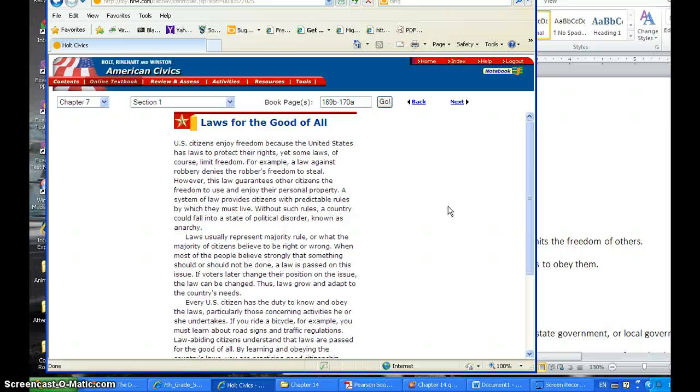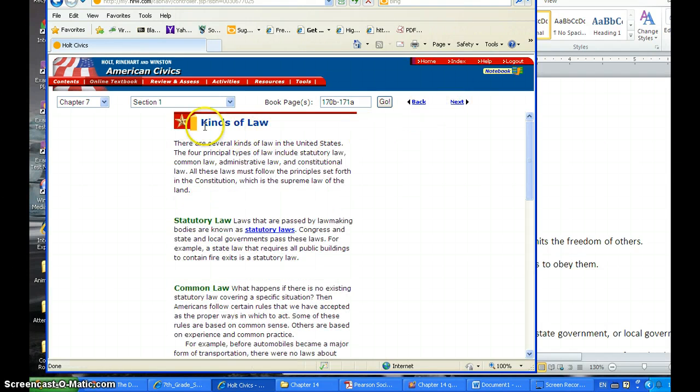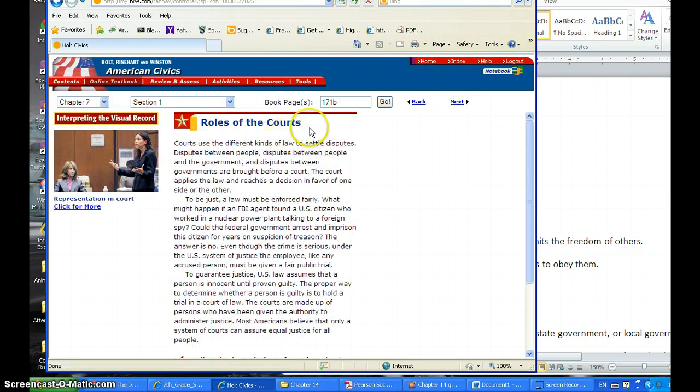Okay, and the technique that I'm going to teach you today for taking notes while you're reading is, whenever you start, the first thing that you should do is go through and look for all of the highlighted, bolded print titles for your readings, because these are going to tell you that these are the important things in the reading for that day. Okay, so for example, on this page, laws for the good of all is something very important. On the next part, the kinds of law. The next part, rules of the courts.